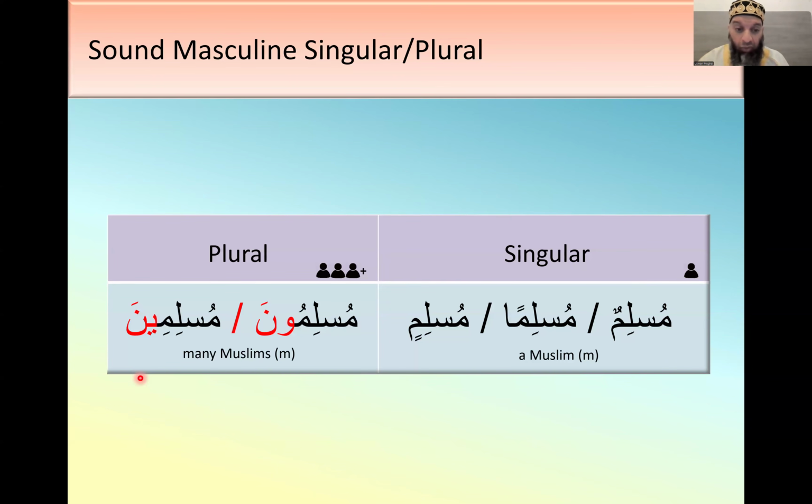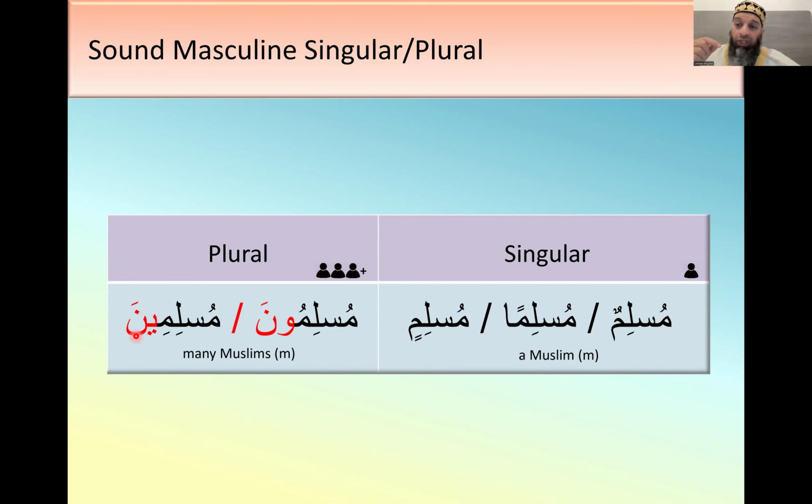Hafidhina, hafidhuna. Now the question you might ask is, why is it una sometimes? Why is it ina other times? Again, that's grammar, and that's level 2. For now, all you need to know is una and ina both mean plural. Mushrikuna, those who do shirk. Yeah? Mushrikina. Two ways of saying it.